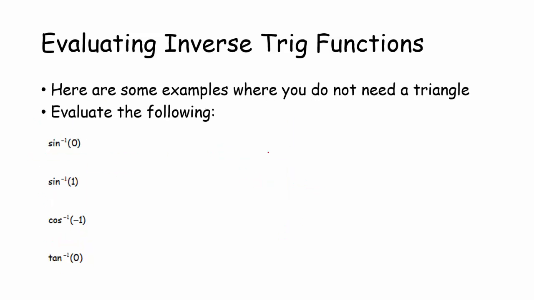So let's do some examples. I picked some examples here where we could draw a picture, but we don't necessarily need to draw a triangle. So I'm going to do some sine inverses and tan inverses first here. So I'm going to get rid of those two places. Here, let's look at this first one. When the sine value is 0, what is the angle?